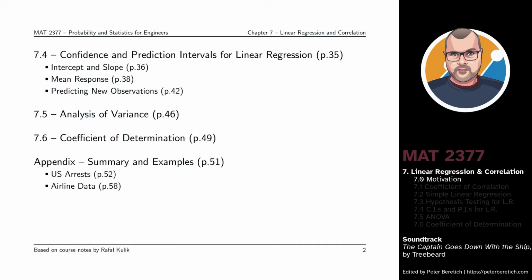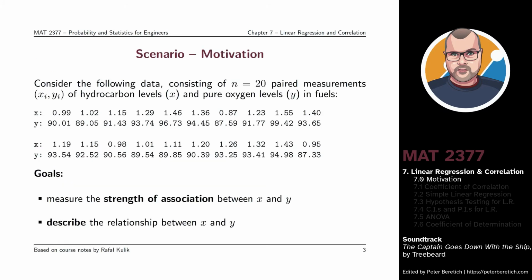Like you could spend a full course doing nothing but regression analysis. This is the scenario that we will consider. We have a number of paired measurements, 20 of them. 2 variables, an X measurement, which is the hydrocarbon level in some fuel, and a Y measurement, which is the pure oxygen level in some fuel.